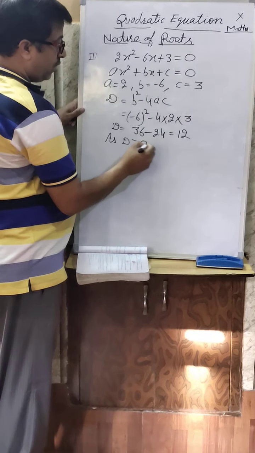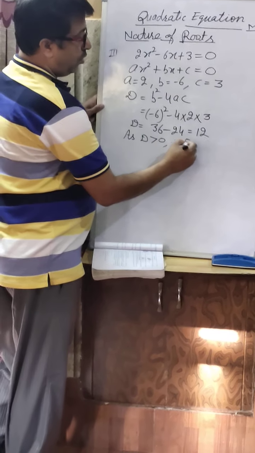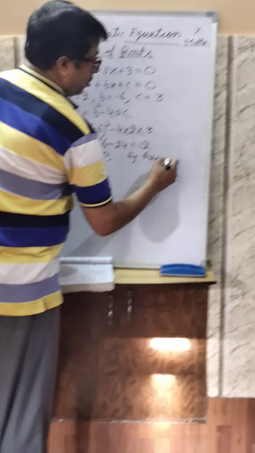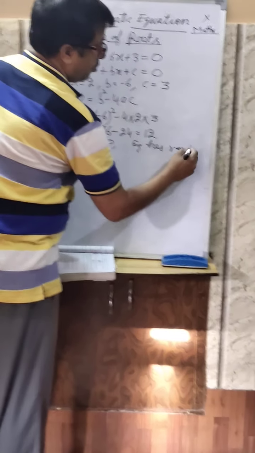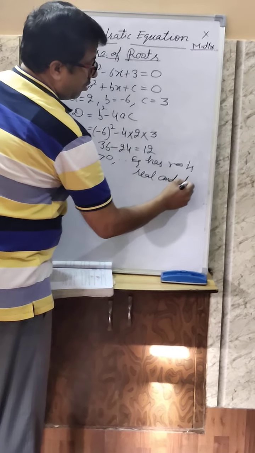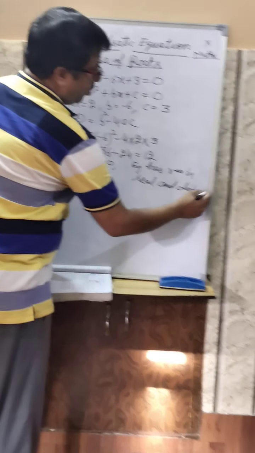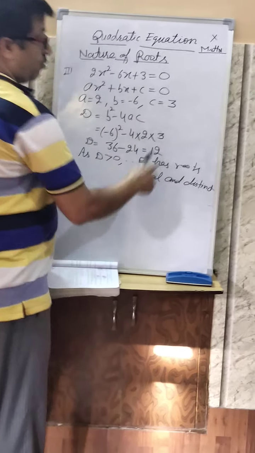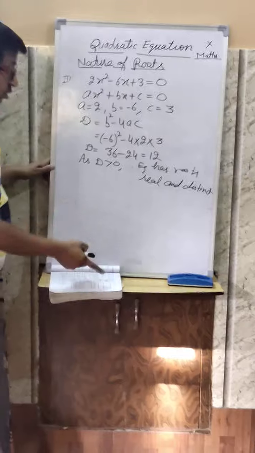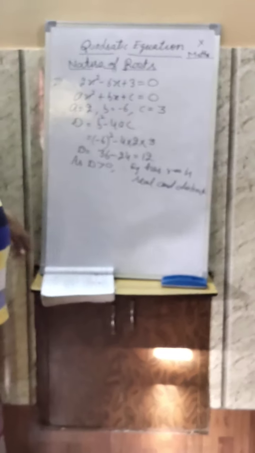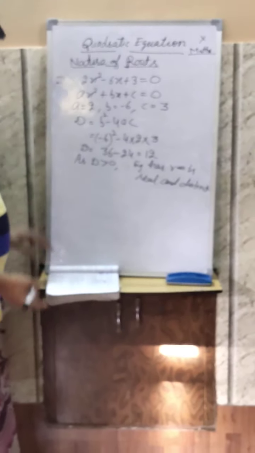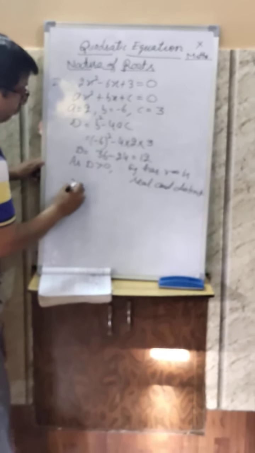So what do you say? As D greater than 0, therefore equation has roots real and distinct, because you know if D greater than 0, the roots are real and distinct. So now how will you find out? Because it is given, first you find nature of roots. If roots exist, then you have to find out. So how will you find out roots?